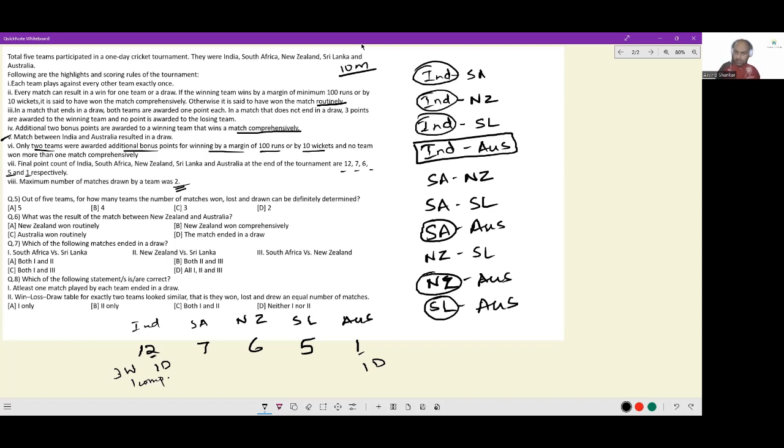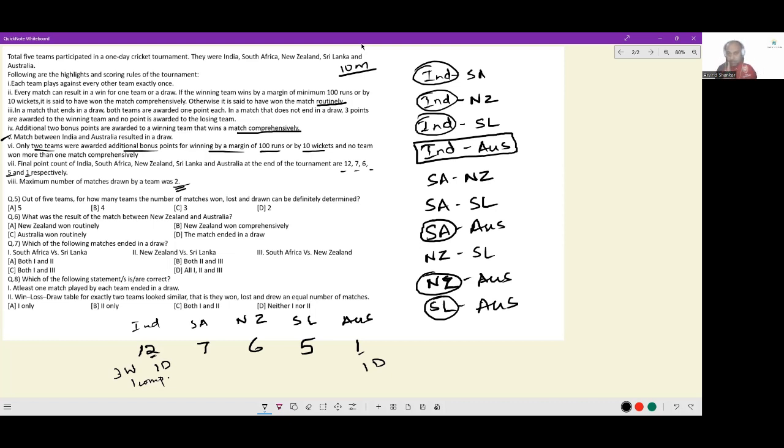New Zealand won one match, drew another match, and the match that it won comprehensively, then it reaches 6. Or South Africa won 2 matches, drew one match. Or Sri Lanka won one match, drew 2 matches, or won one match comprehensively. These are lots of cases that will get generated if you try to identify where you have the comprehensive victory match.